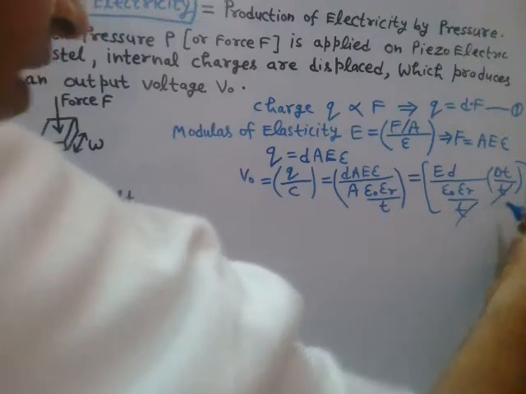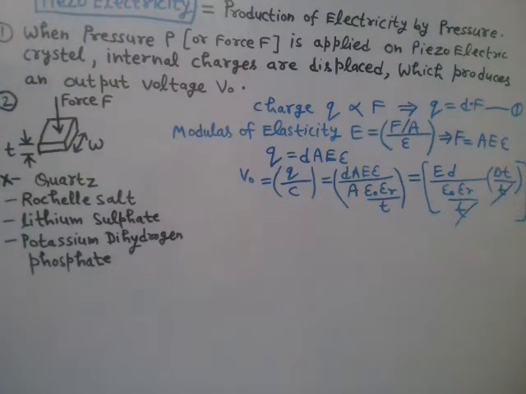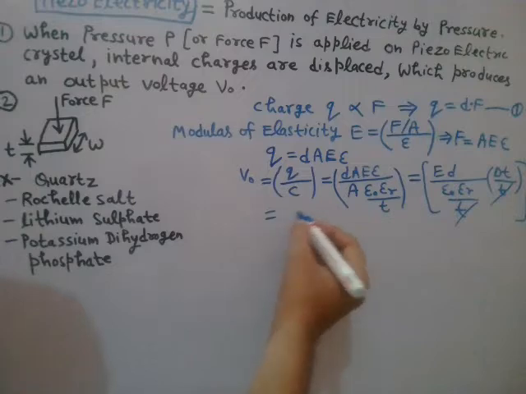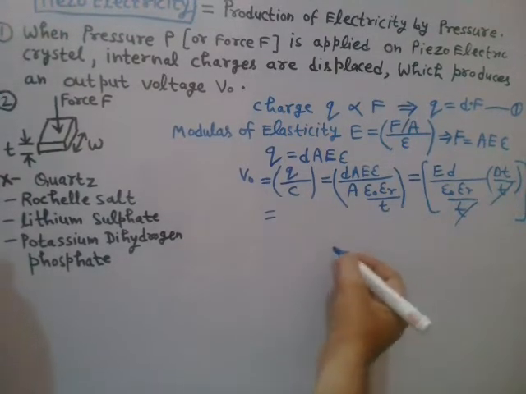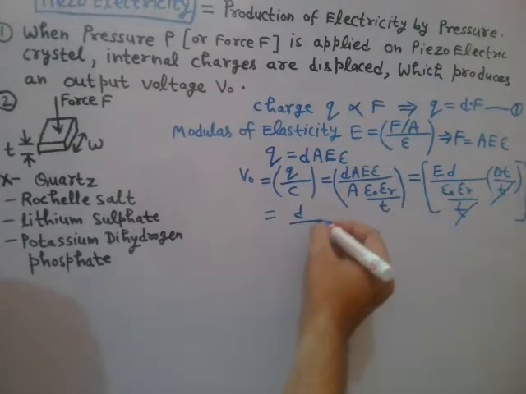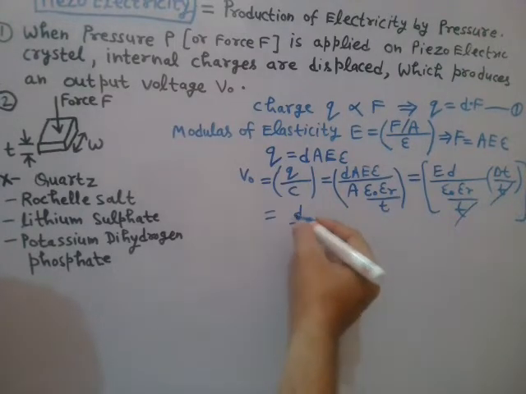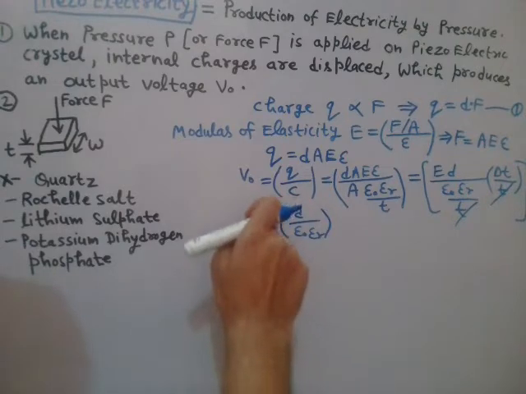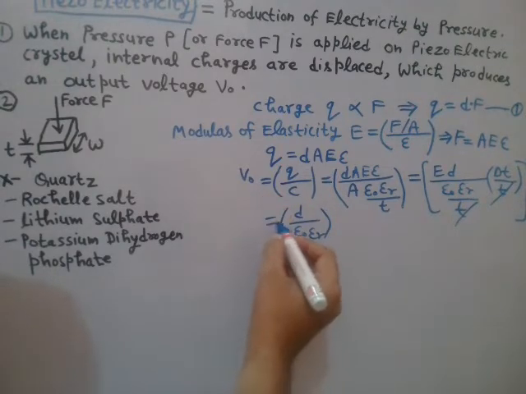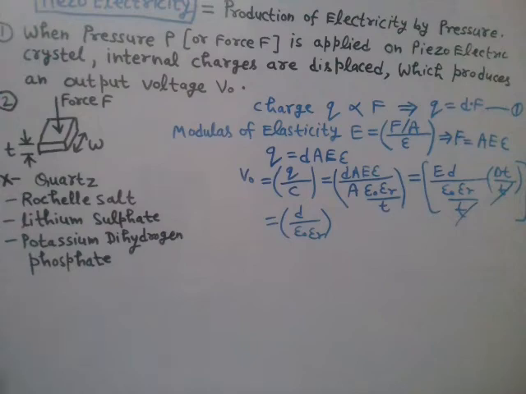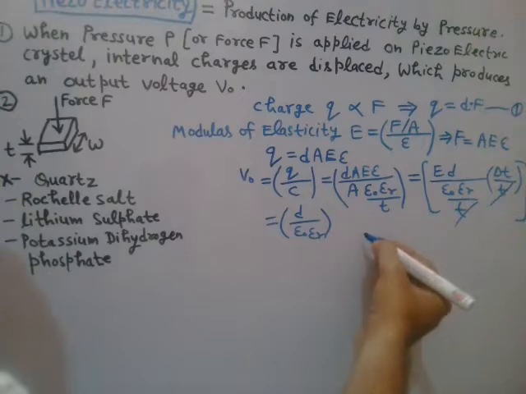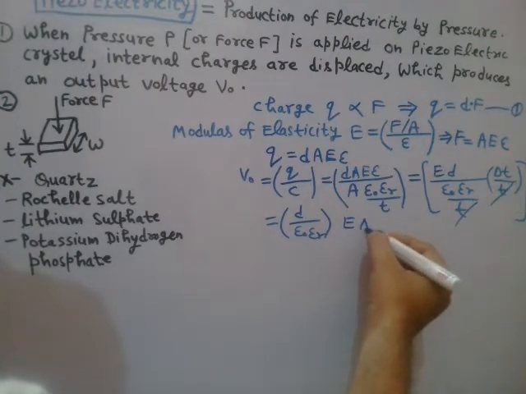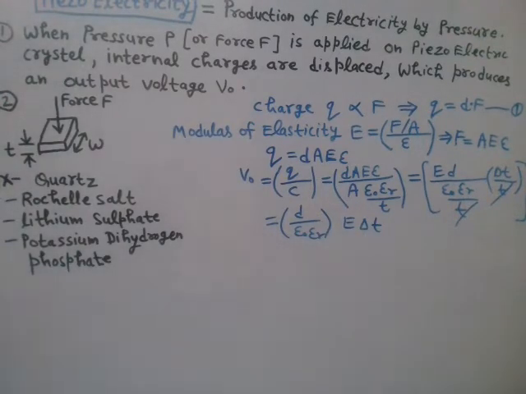So T and T get cancelled, right? So here you will get D by epsilon naught epsilon r, epsilon naught epsilon r, right, and E into delta T. So you will get this, right?